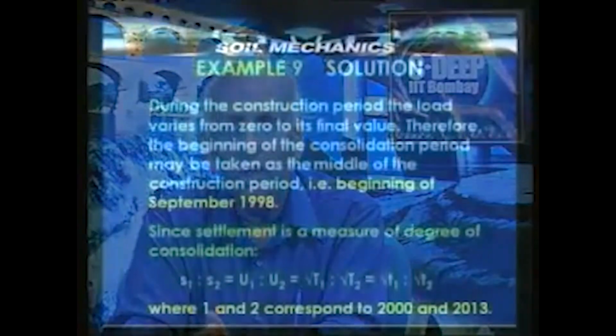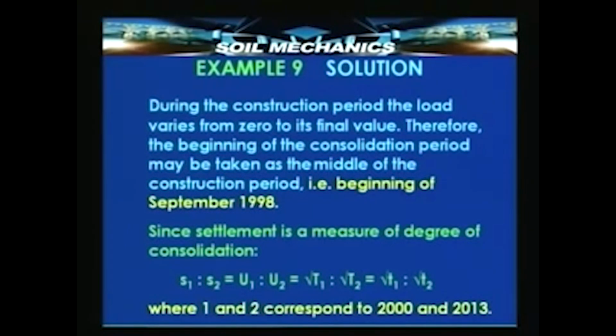Obviously, it is directly proportional to the degree of consolidation that takes place in the first instant to the degree of consolidation that takes place in the second instant, and we know that the degree of consolidation is proportional to root of time factor. Therefore you can say U1 is to U2 as root of T1 is to root of T2, and capital T is directly related to small t, and therefore we can say S1 is to S2 is time taken for S1 under root to time taken for S2 under root, where 1 and 2 correspond to the years 2000 and 2013.